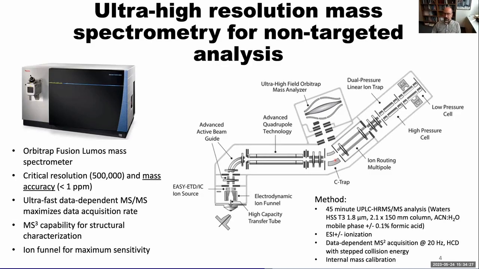Here's an example. This is an Orbitrap mass spec that we use in our laboratory. And it really allows us to access high resolution and high mass accuracy measurements of contaminants, and also get structural information due to the fragmentation and fragment spectra that we're able to generate. And so we use these technologies as primary tools in our non-targeted analysis.